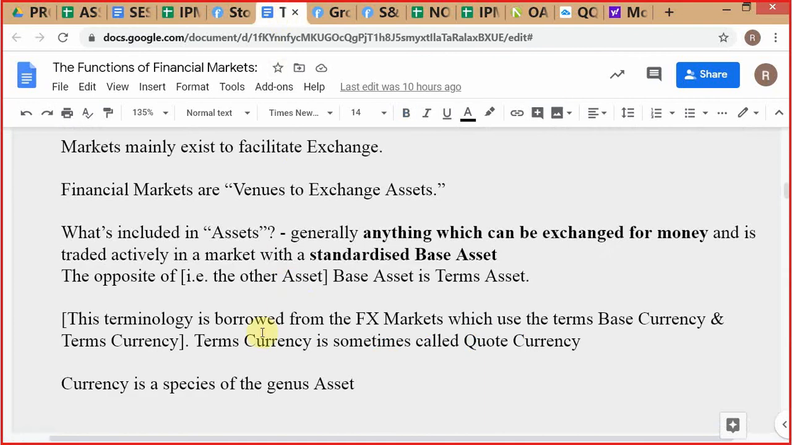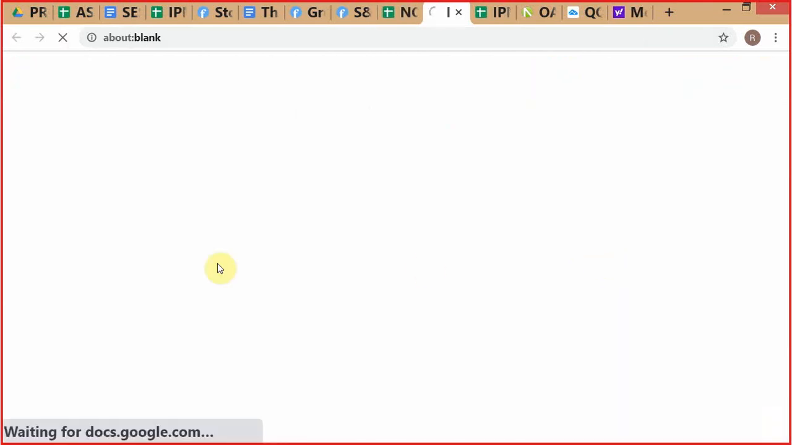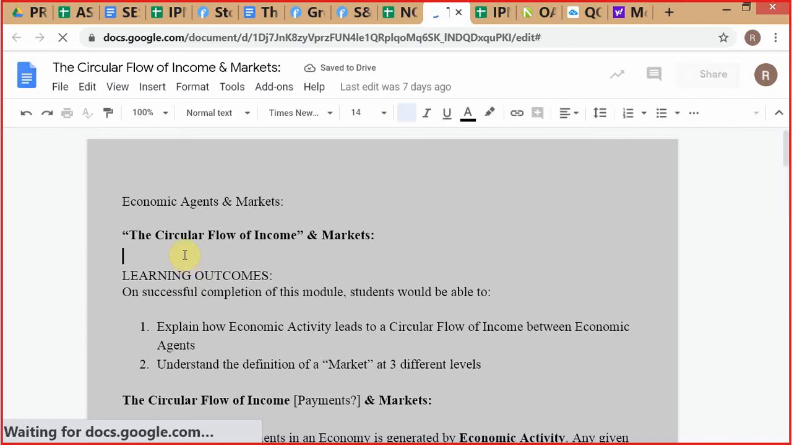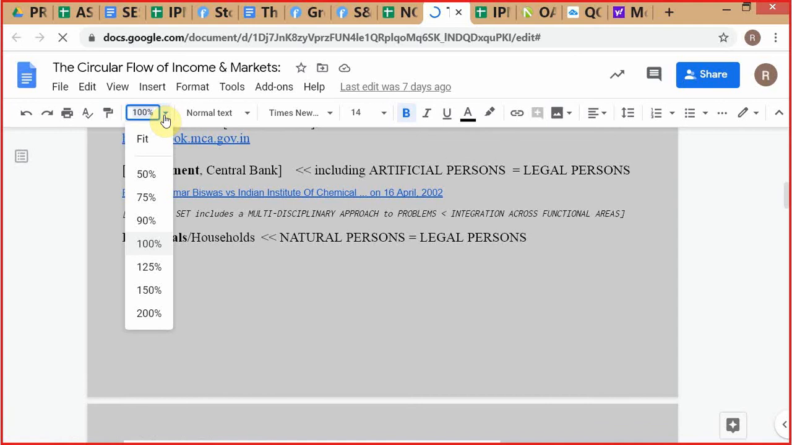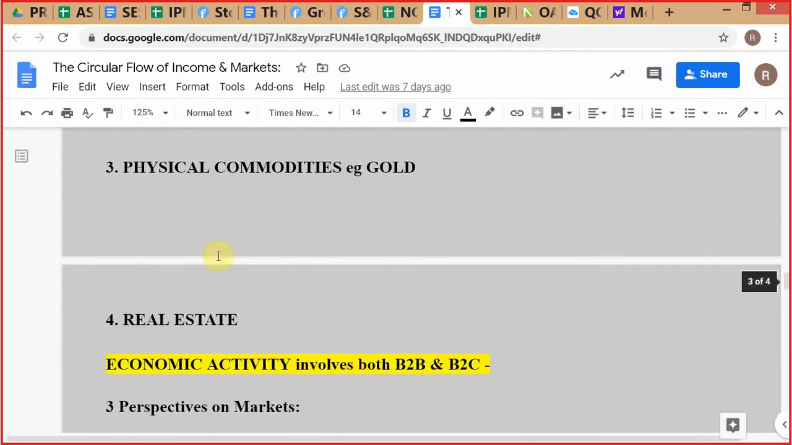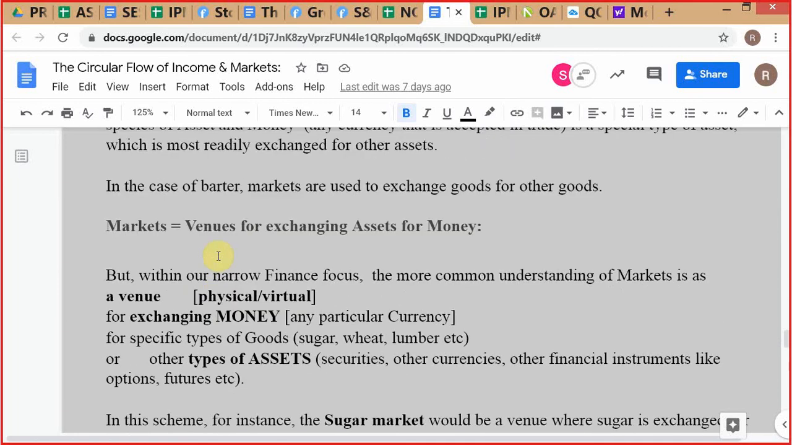So these are all markets, individually, and I'll come to the definition. If you read your introductory notes, you'll find that we have defined financial markets as venues to exchange assets. We have defined it in the first note itself, the definitions of markets. So we need to quickly recap our definition of markets. Okay, let's look at the second definition first.